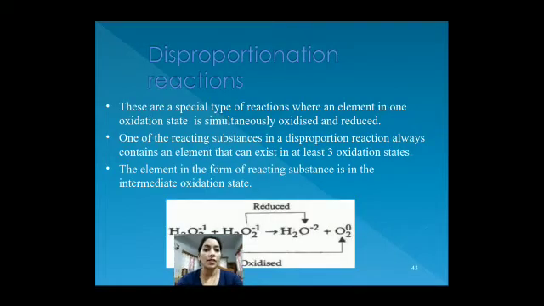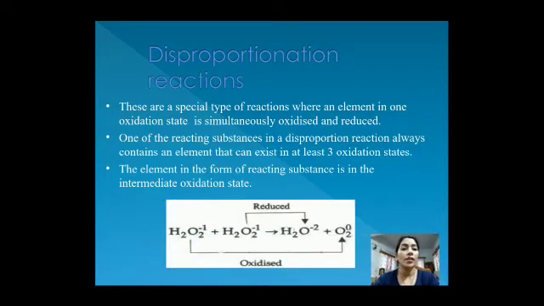Next is a disproportionation reaction. Disproportionation is a special type of reaction where an element in one oxidation state is simultaneously oxidized and reduced. One element is behaving with both behaviors. One time it is oxidizing and second time it is reducing. That is the disproportionation reaction. One of the reacting substances in a disproportionation reaction always contains an element that can exist in at least 3 oxidation states. The element in the reacting substance is in the intermediate oxidation state.